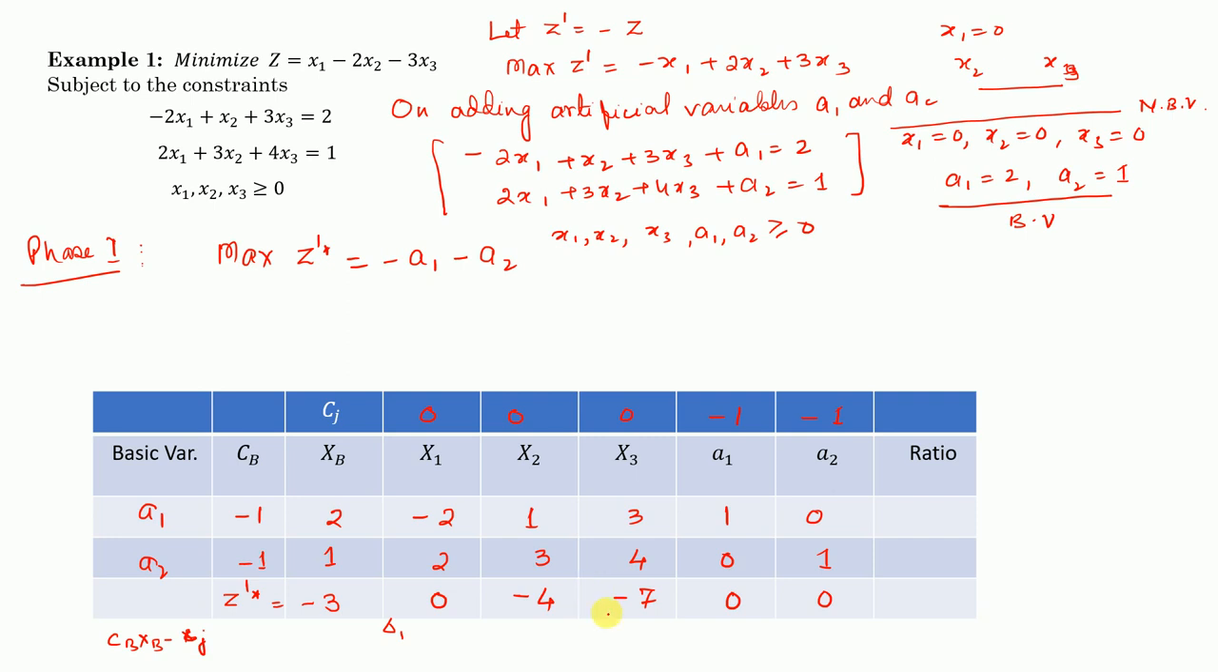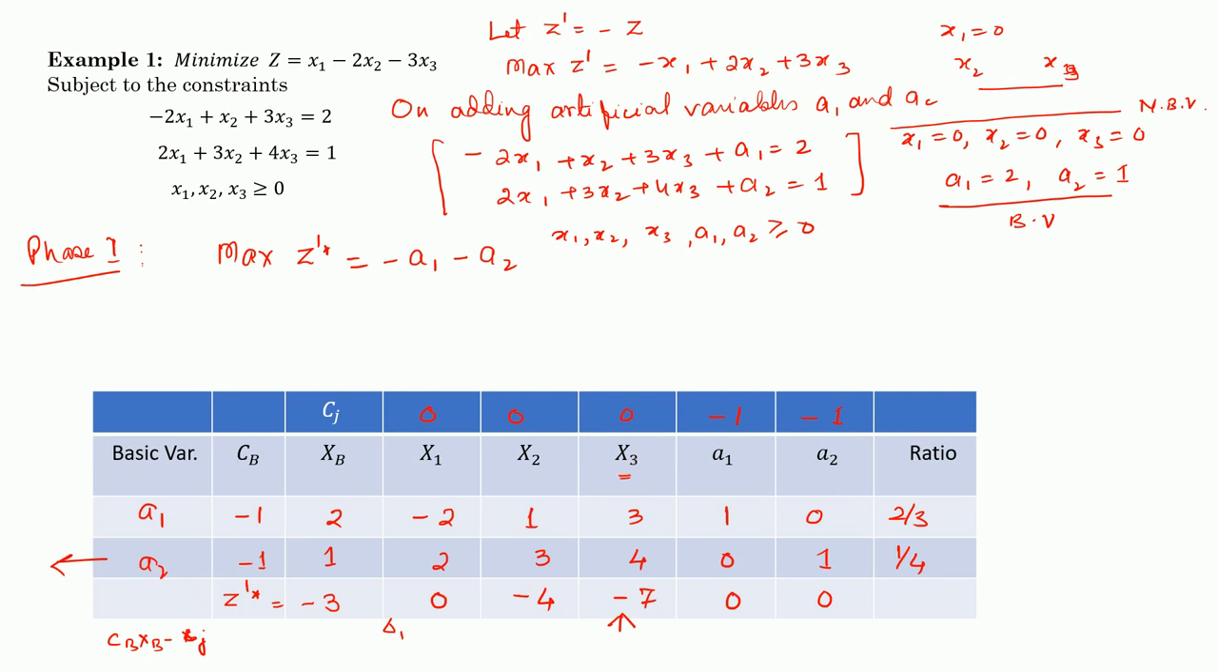So we have to find the most negative. So x3 is the variable which will enter into the basic solution. So now to decide the outgoing variable, we will find the ratio of xb and x3, the incoming vector. All these are positive, so you can write the ratio 2 by 3, this is 2 by 3 and 1 by 4, this is 1 by 4. So this is minimum, so this is the outgoing variable a2. Now a2 will be replaced by x3.